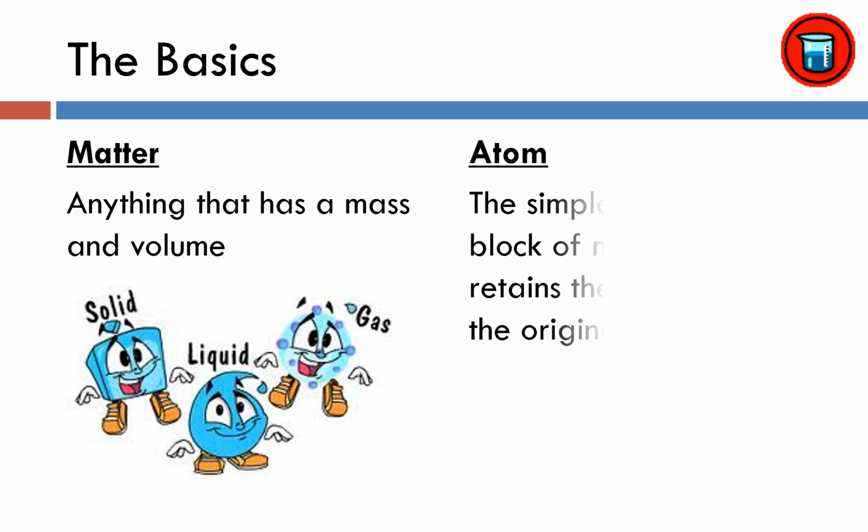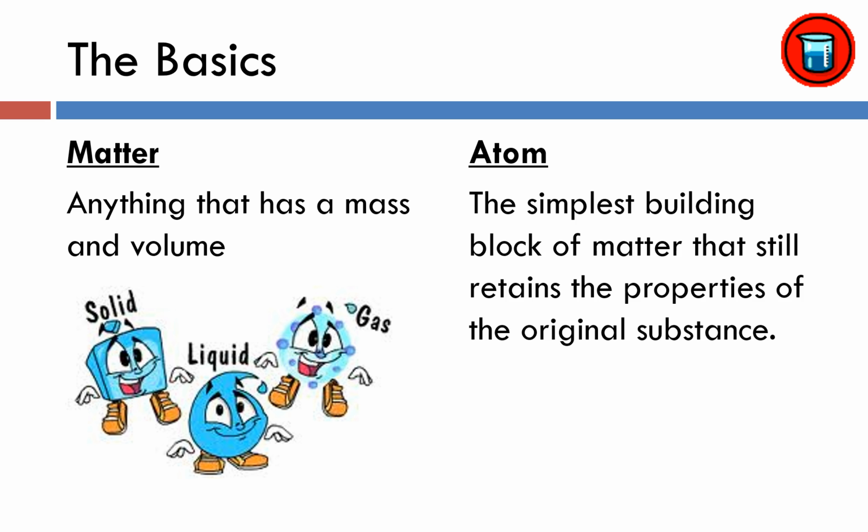And the atom is the simplest building block of matter that still retains the properties of the original substance. For those of you who know a little bit more about the structure of the atom, you probably know that it's made up of protons, neutrons, and electrons. We say that the atom is the simplest building block of matter because if you take an atom and you break it into protons, neutrons, and electrons, it loses the chemical and physical properties the original substance once had. So no, atoms are not the smallest thing in the entire universe by any stretch, but they are the smallest piece of matter that still retains the properties of the original substance.